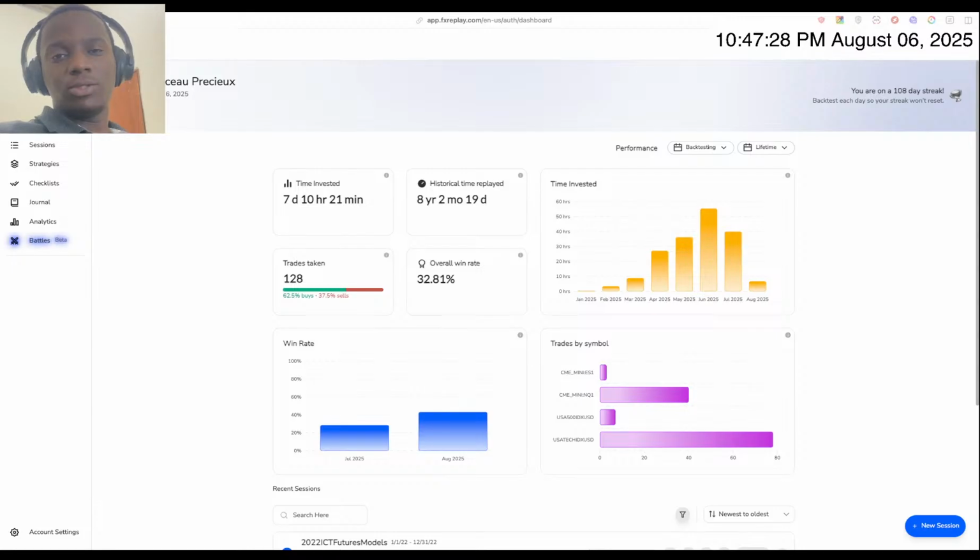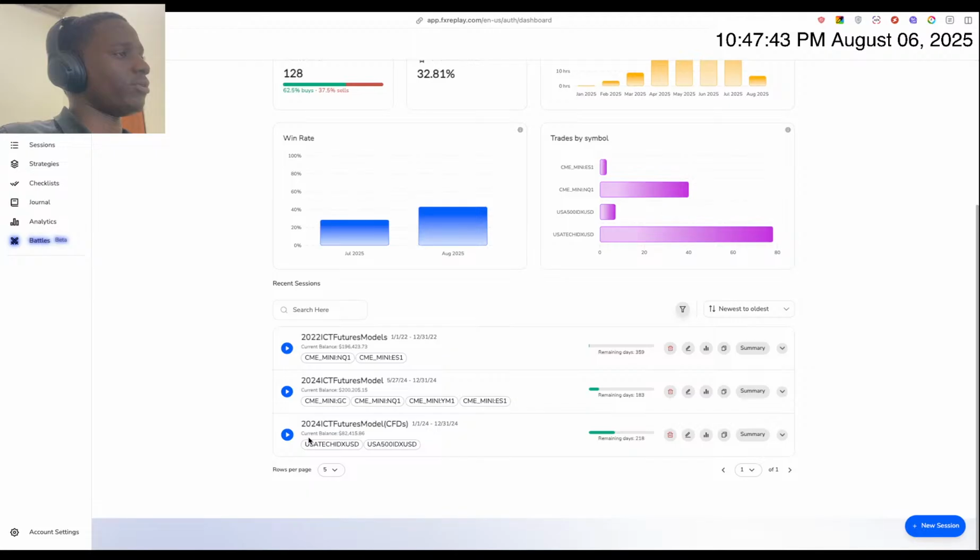So welcome to day 104 of backtesting to unprofitable. Well, I'm really consistent at this and I'm liking it. Let's see if we can reach 110. Alright, so let's do the 2024 ICT futures model here.